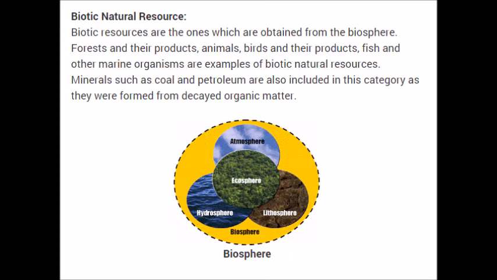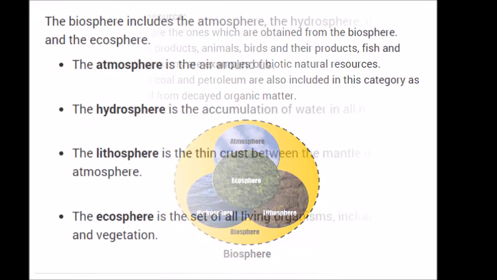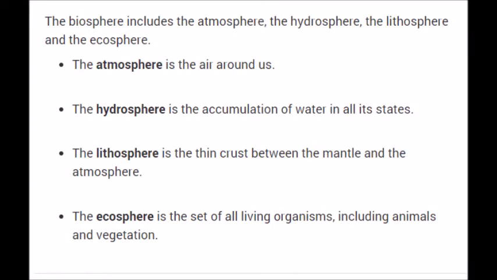The biosphere includes the atmosphere, the hydrosphere, the lithosphere and the ecosphere. Atmosphere is the air around us. Hydrosphere is the accumulation of water in all its states. Lithosphere is the thin crust between the mantle and the atmosphere. Ecosphere is the set of all living organisms, including animals and vegetation.